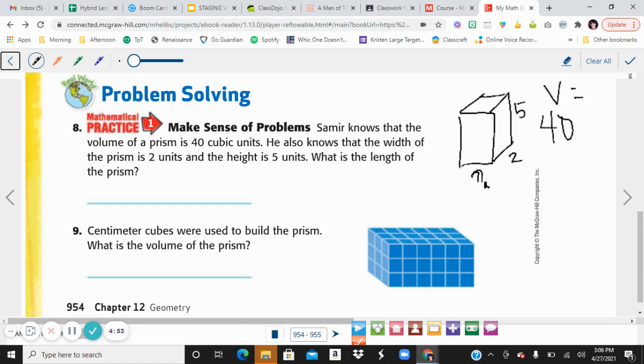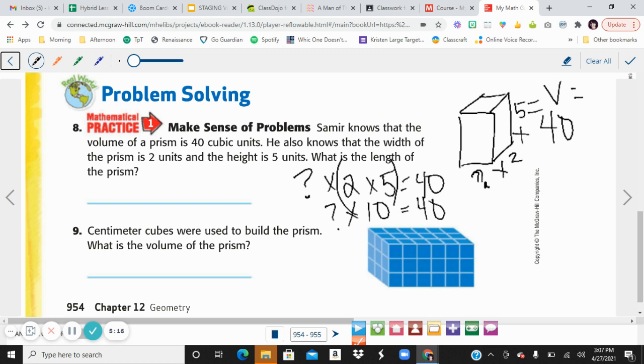Well, let's think about this. In order to get the answer, it's something times 2 times 5 equals 40. Well, we can multiply in any order. So let's multiply these two first. What's 2 times 5? Well, that's 10. So something times 10 equals 40. What times 10 equals 40? 4. So this missing length is 4 units.